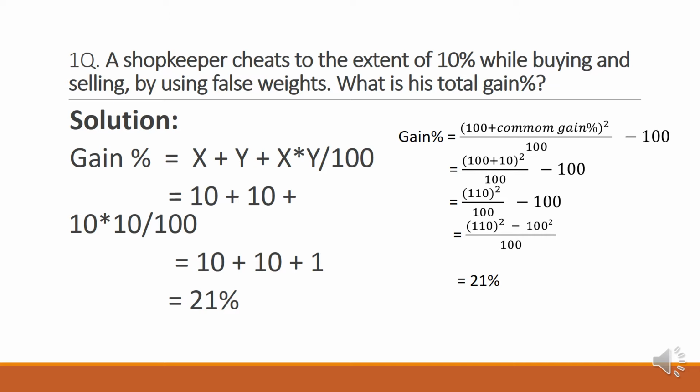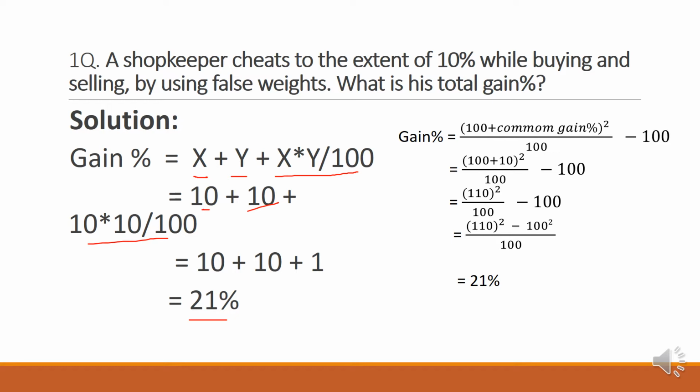Here gain percentage is equal to x plus y plus x into y by 100. Here x is percentage profit while selling and y is percentage profit while buying. So by substituting in the formula we will get 10 plus 10 plus 10 into 10 by 100, which is equal to 21 percent.